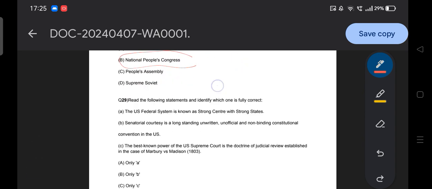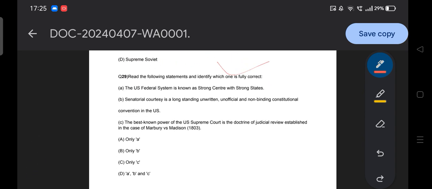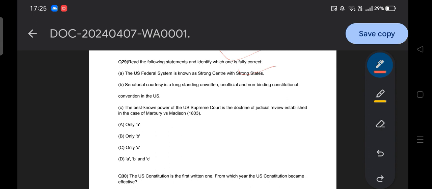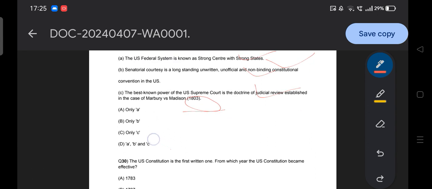Read the following statements and identify which of the following is correct. The USA federal system is known as a strong center with strong states. Senatorial courtesy is a long-standing, unwritten, unofficial and non-binding constitutional convention in the USA. The best known power of the USA Supreme Court is the doctrine of judicial review, established in the case of Marbury versus Madison in 1803. So see, all the options are correct.